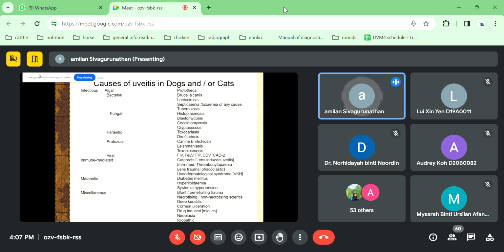Fungal uveitis is not uncommon. We have identified blastomycosis and histoplasma in some cats. Cryptococcus also, but more in the nasal passages. So the climate is changing, and so the nature of the diseases could be also changing.